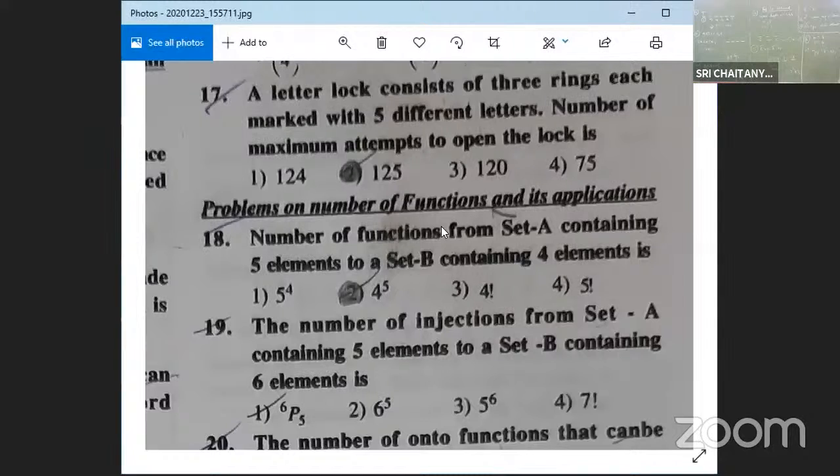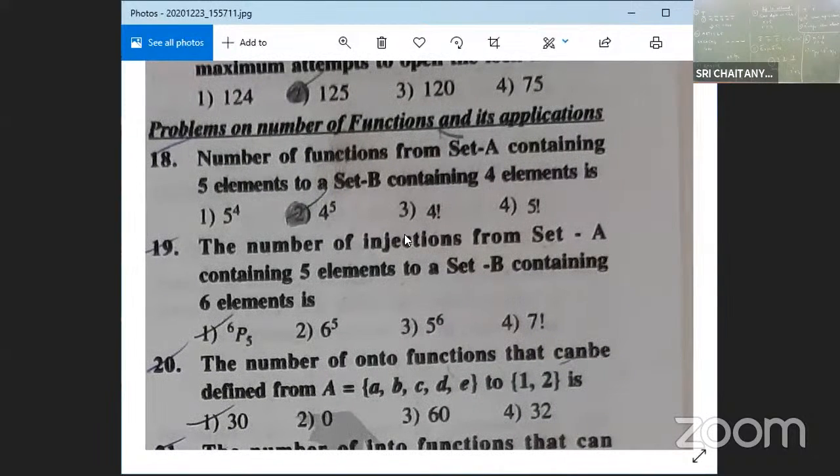Next problem. 18th one is on the screen. Observe. Problems on functions and its applications. Already the functions chapter has been completed for you. Number of functions from set A containing 5 elements to set B containing 4 elements is equal to. That means according to our functions chapter, I am going to do on the board. Observe.